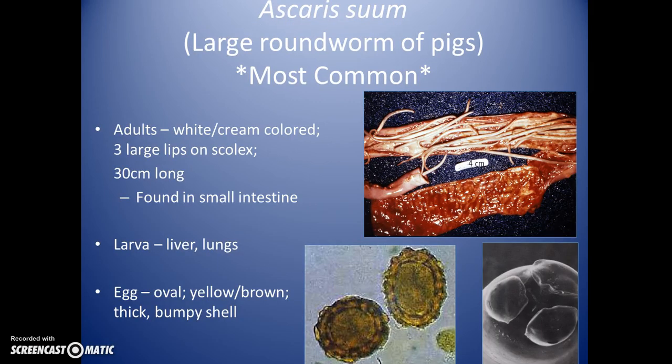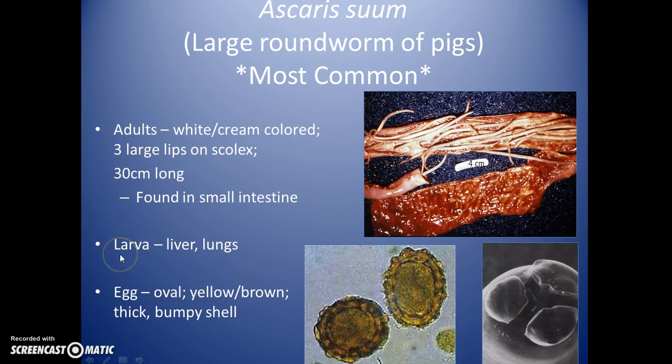Now, the last parasite I want to discuss with you is Ascaris suum. This is commonly known as the large roundworm of pigs and is probably the most common parasite in pigs. Now, the adults of Ascaris suum, again, they are white cream colored. They have 3 large lips on the scolex. And again, the scolex is like the head of the parasite. They're quite long, about 30 centimeters, and they're found in the small intestine of the pig.